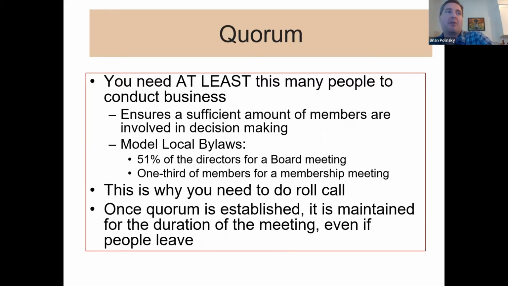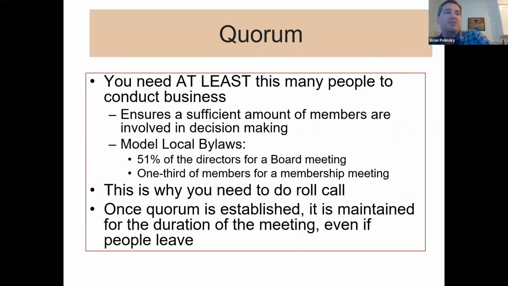So when we're talking about directors meetings, our model local bylaws have certain quorum requirements. It's possible that your own bylaws have different quorum requirements, but you'll have to double check on that. I think most of you probably use the quorum requirements that are in the model. And that is 51% of the directors who are on the board of directors must be present for a board meeting in order to transact board business. And for a membership meeting, 1/3 of the members have to be present in order for there to be a membership meeting in which business can be transacted.